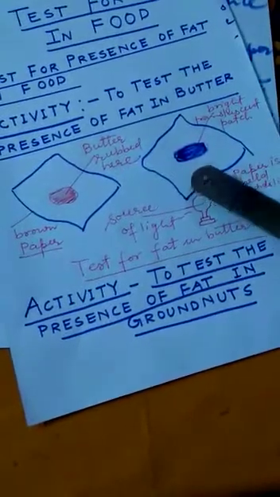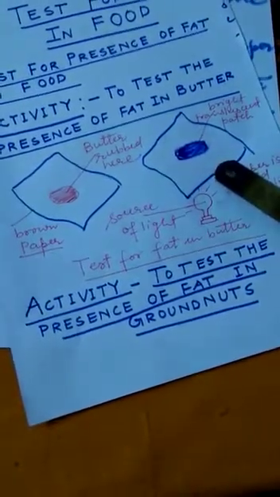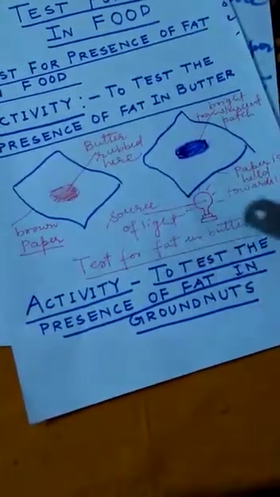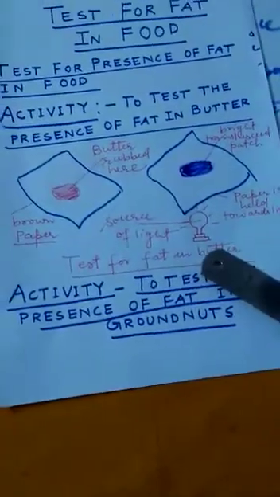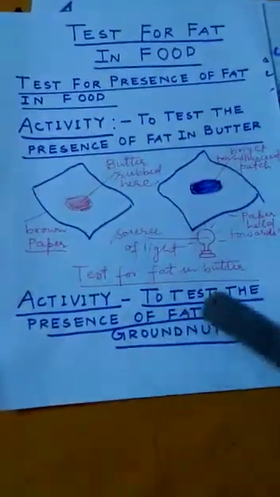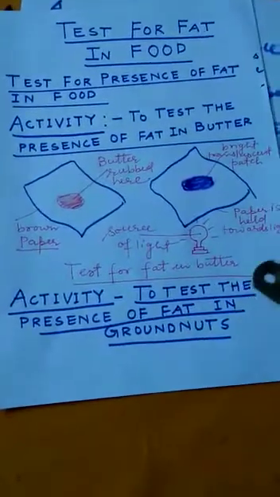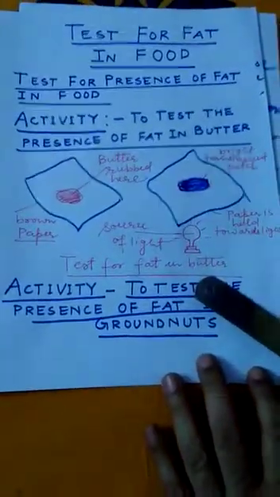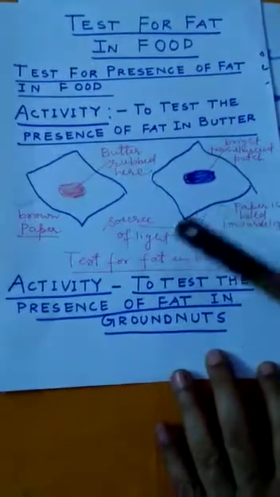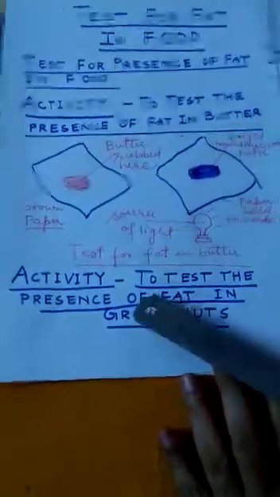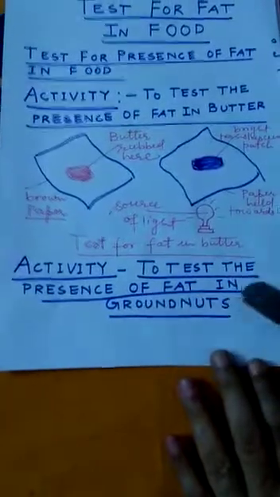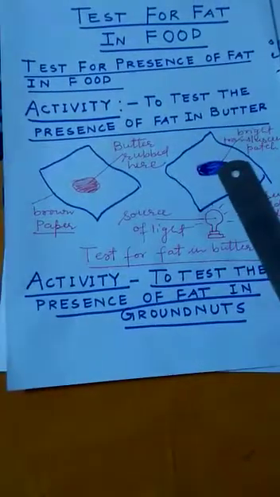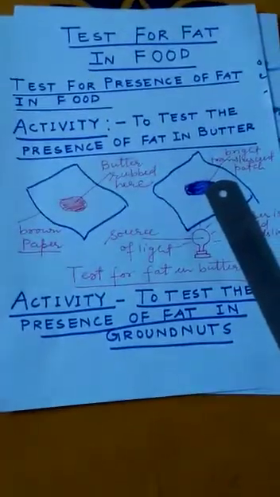A number of bright greasy spots that are translucent are seen on the paper, and the formation of many greasy patches on the brown paper shows the presence of fat, or you can say oil, in groundnut kernels. So these are the two activities to show how to test the presence of fat in butter and how to test the presence of fat in groundnuts. So this is all about testing the fat present in food.